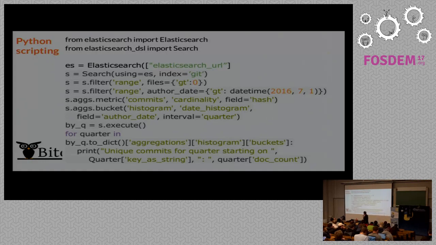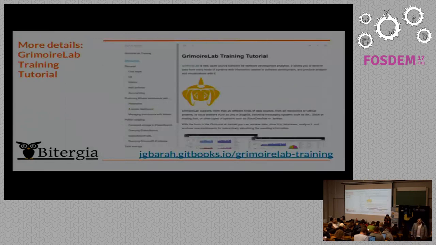And for running it, you only execute it, and you get a Python generator, in this case one item for each quarter, and basically you can print the information you may want. So you can see it's quite simple and quite easy as well.